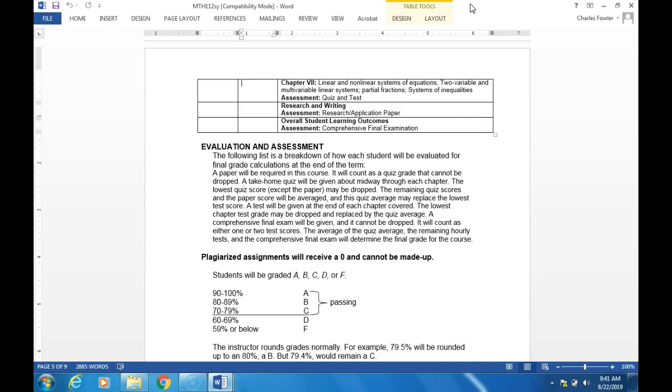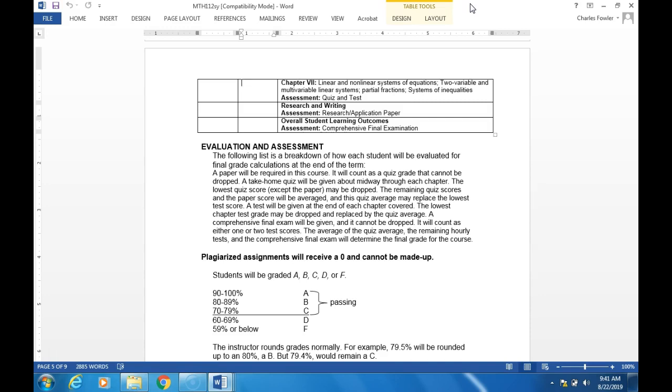Okay, we're running pretty short of time. We got 4 minutes. Let's see what we can do. Here's how I assess you. The paper is required. It will count as a quiz grade that cannot be dropped. A quiz grade. And then remember, we have quizzes midway through the chapters. That take-home quiz will be given about midway through each chapter, and I will drop your lowest quiz score, except for the paper. I will not drop the paper quiz, okay?